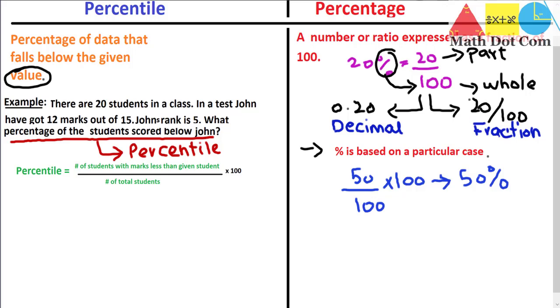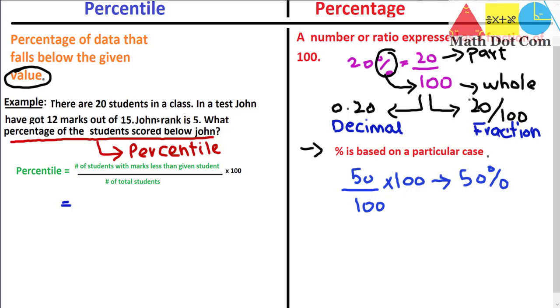So our concern here are not the marks. Our concern here is the rank and the number of students. Keep this in mind. In percentile, we do not look at the marks. We look at the rank and the total number of the students. So here we have in the numerator number of students with marks less than given student.